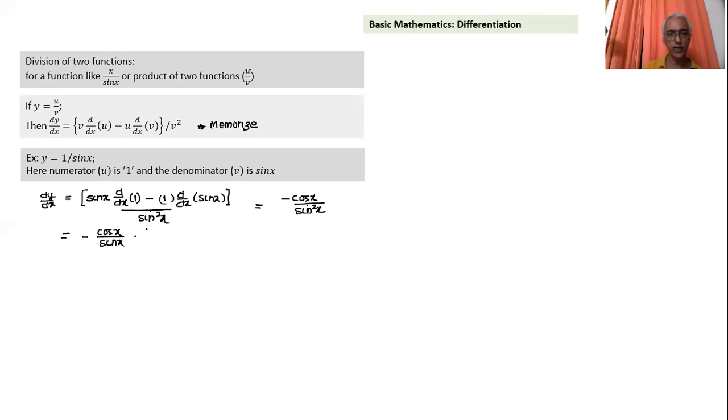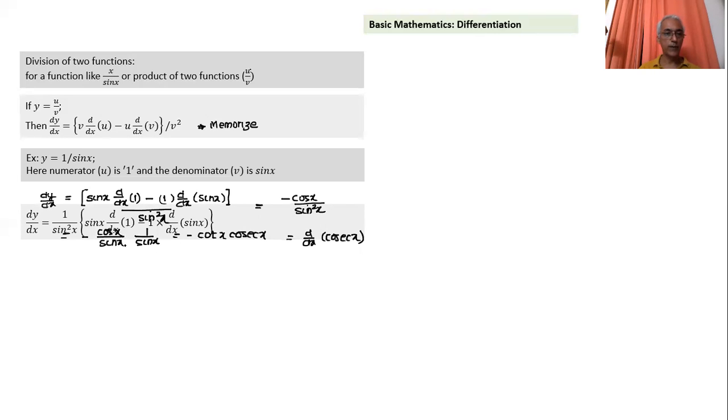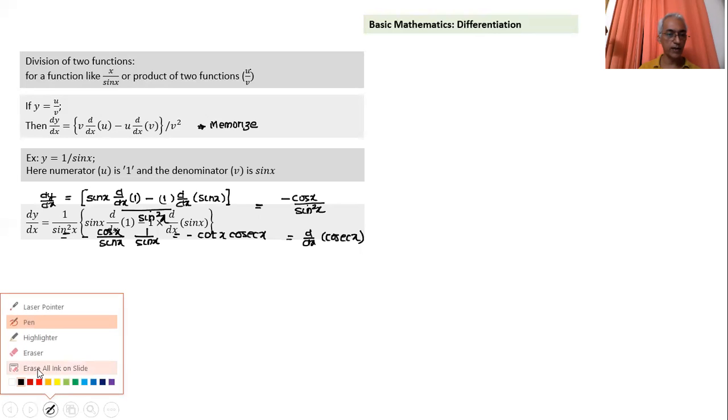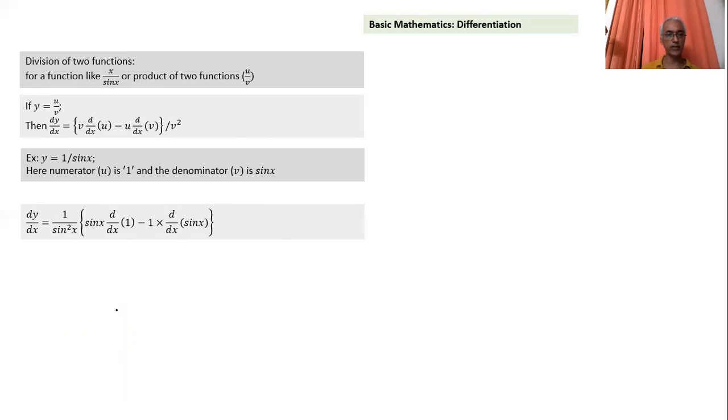So 1 by sine x we write here, just for simplicity, because we are converting into cot function here. So this is equal to minus of cot x into 1 by sine x, the inverse of sine x. So that's the derivative of 1 by sine x, or we can say this is dy by dx of cosec x. Perhaps I've written this already here. I forgot this part, so maybe I'll erase what I have inked on the slide. That's the derivative.